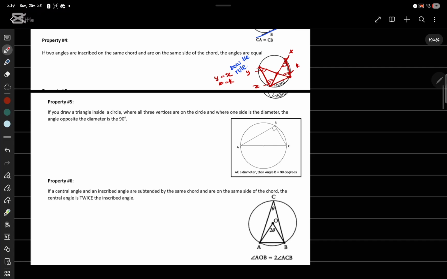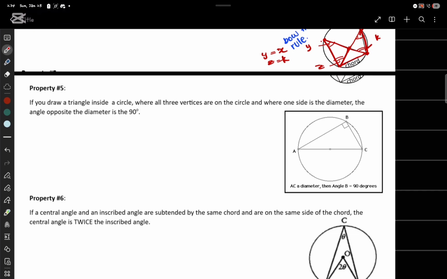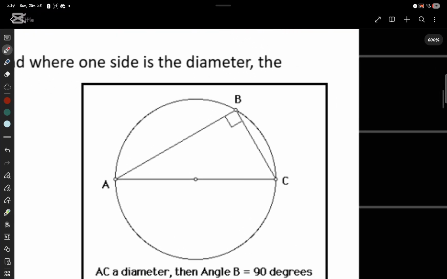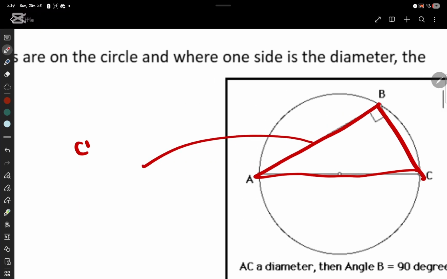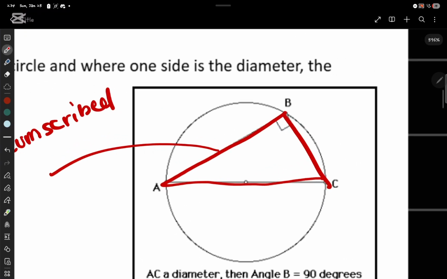Okay. Our fifth property is that if you draw a triangle inside a circle where all three vertices are on the circle and where one side is a diameter, the angle opposite the diameter is going to be 90 degrees. So we see this circle here, right? We have a triangle. We call this triangle a circumscribed triangle. So this triangle is circumscribed, meaning that all three vertices of the triangle are on the circumference of the circle.